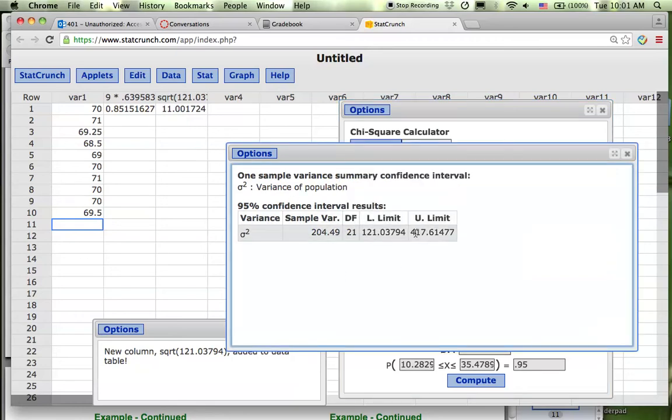Similarly, you can take the square root of the upper limit. And those two will give you the confidence interval for sigma.